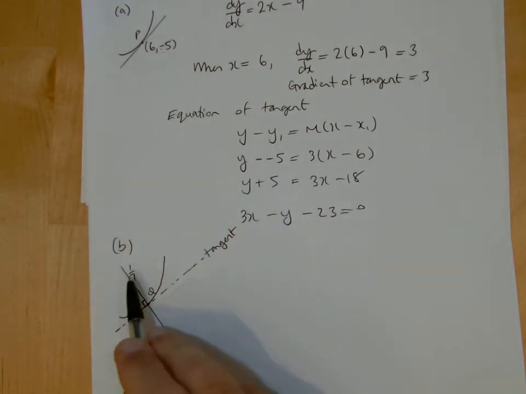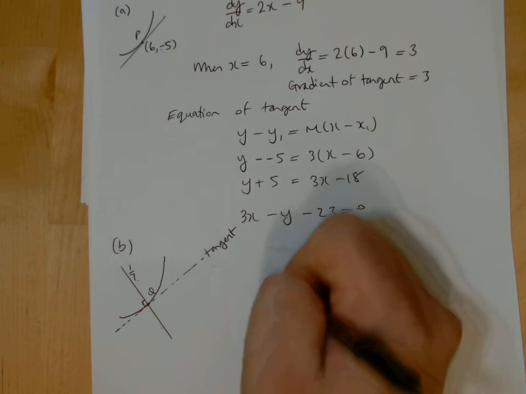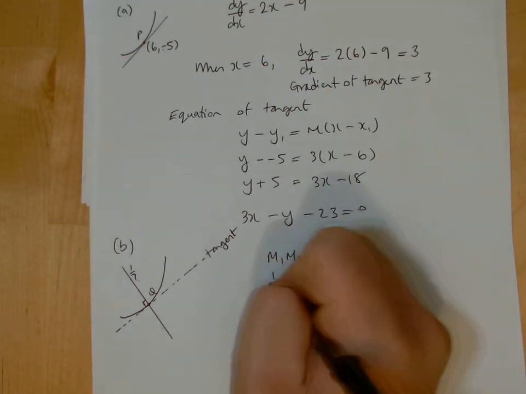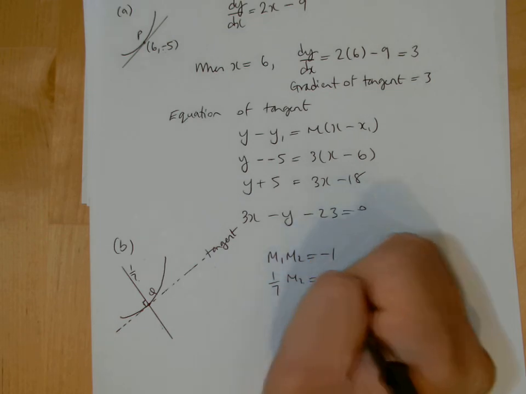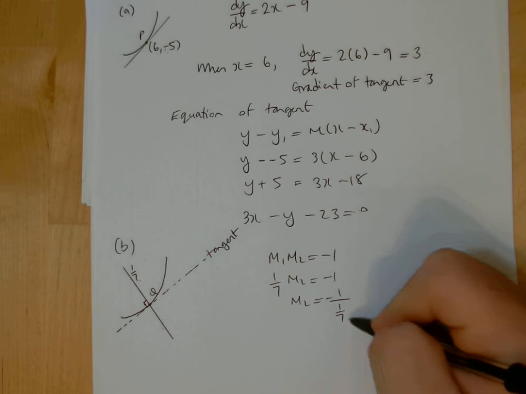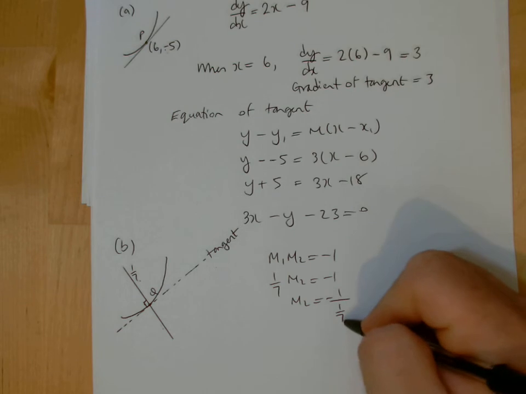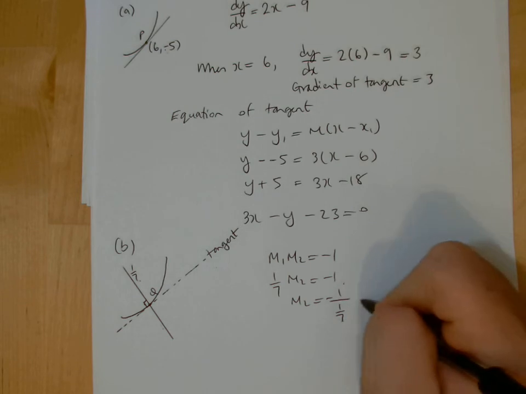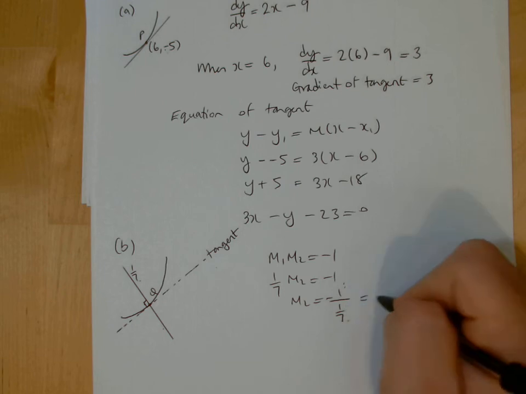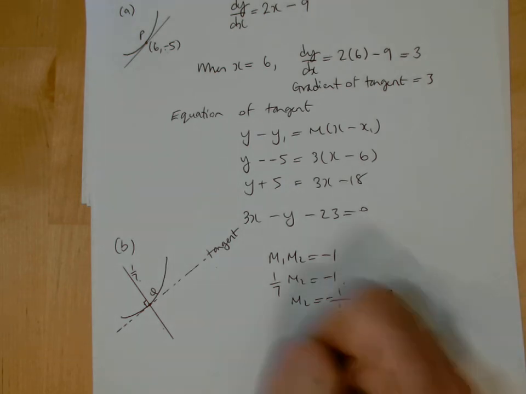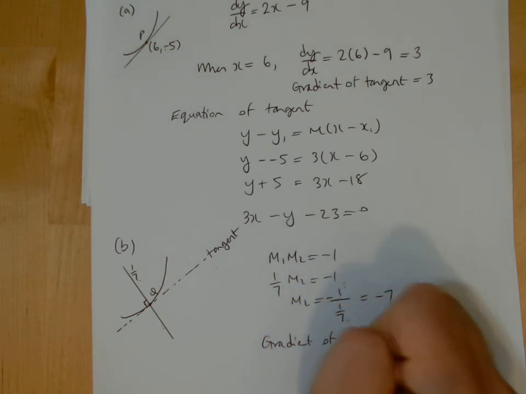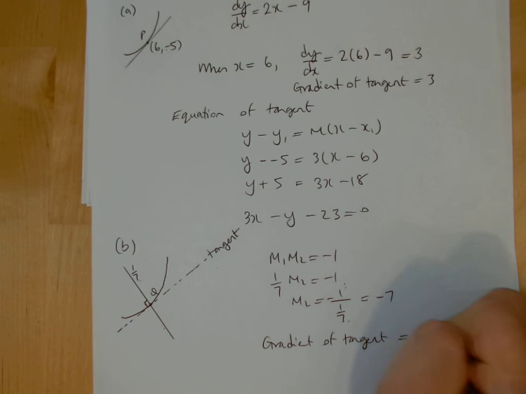So if I have the gradient of the normal, I can get the gradient of the tangent, can't I? Using m1 times m2 equals minus 1, because they're perpendicular. So m1 is 1/7, so m2 will be minus 1 over 1/7. And remember, fraction on the bottom, you flip the bottom number up, so it becomes 7 on the top over 1, so it'll be minus 7. So the gradient of the tangent will equal minus 7.